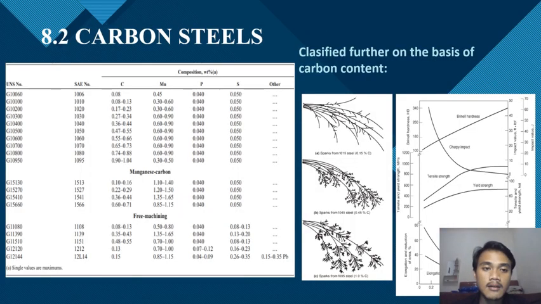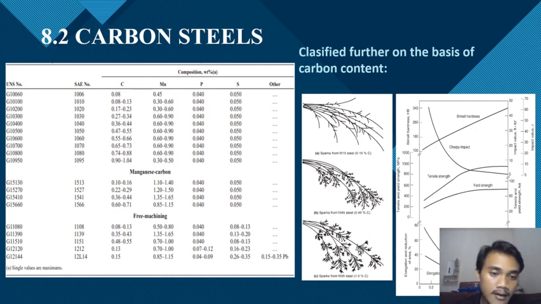And next, we go to the carbon steel. All steels are iron carbon alloys with carbon content from 0.02% to less than 2%. The so-called plain carbon steel contains small amounts of manganese and silicon.